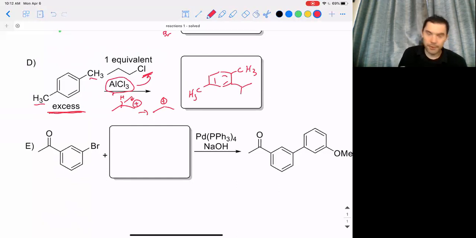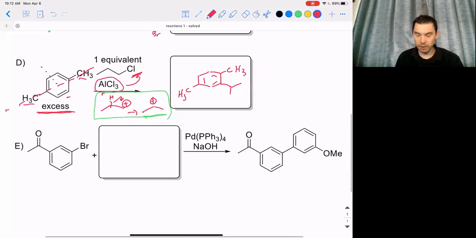The other nice thing about this starting material is because it's symmetric this way and symmetric this way, all 4 of those hydrogens are equivalent, and so we don't have to worry about if it's going ortho or para or not. It's just going to substitute at one position. But the most common pitfall in a question like this is students forgetting to rearrange that primary carbocation to the secondary carbocation as part of the Friedel-Crafts reaction.